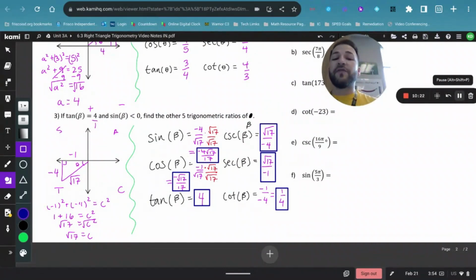Cotangent, we get negative 1 over negative 4, which is still 1/4. And then cosecant and secant, root 17 over negative 4, root 17 over negative 1. We don't need to do anything with those. Square root on top is fine. I just can't have a square root at the bottom. So those are all good to go.